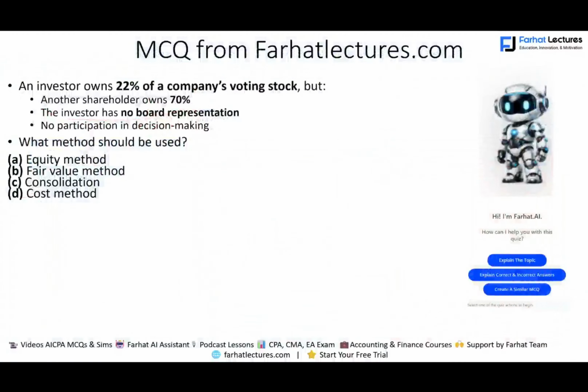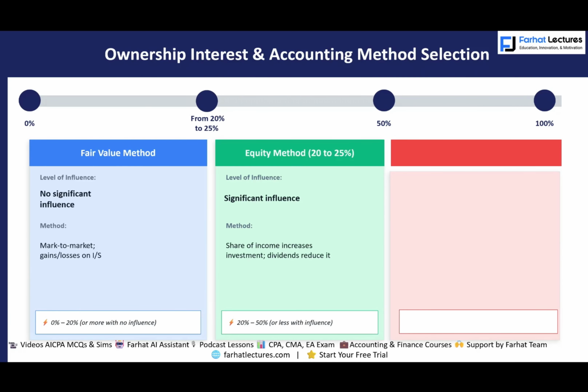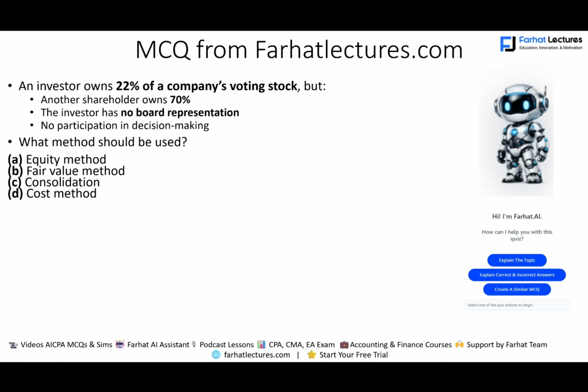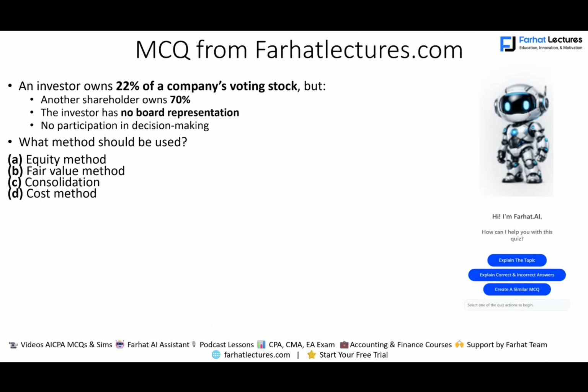Let's take a look at this multiple choice question to illustrate what we just learned about. An investor owns 22% of the company's voting stock. Oh boy. So 22%, if you remember, we said 20 to 25%, we'll start to use the equity method. Now this is a tough one because, is this the equity method or is this not the equity method? Well, because 22%, it's in between. But let's take a look at what we are given here. Another shareholder owns 70%. The investor has no board representation and no participation in decision making.